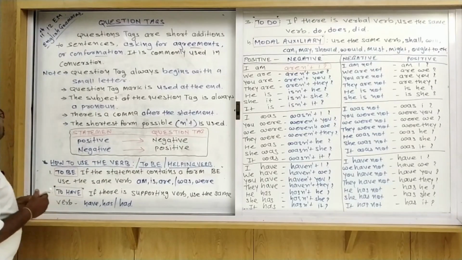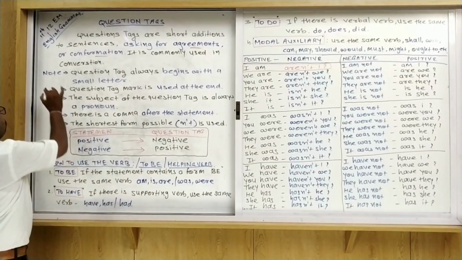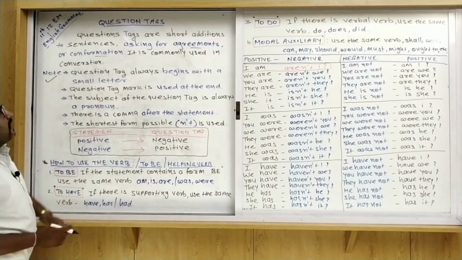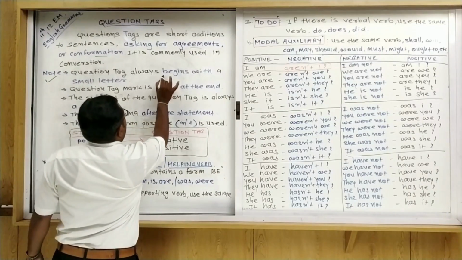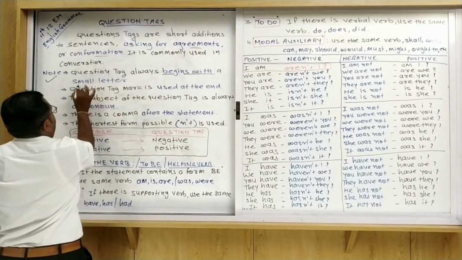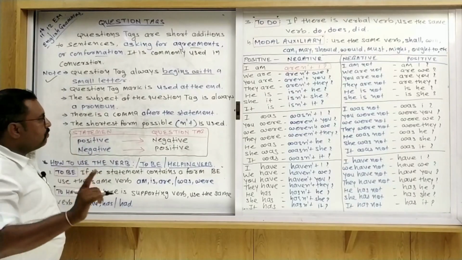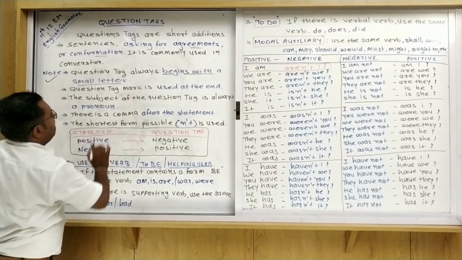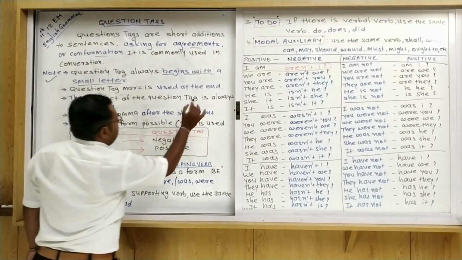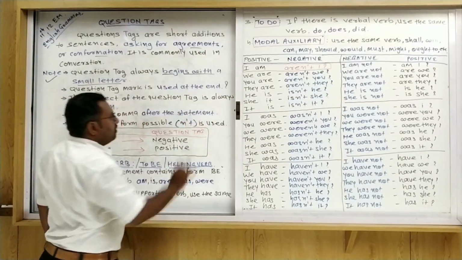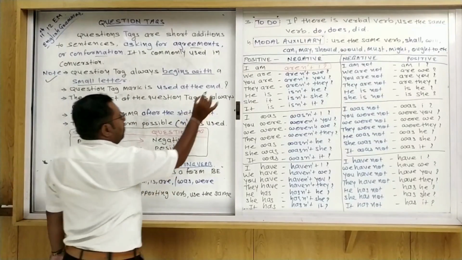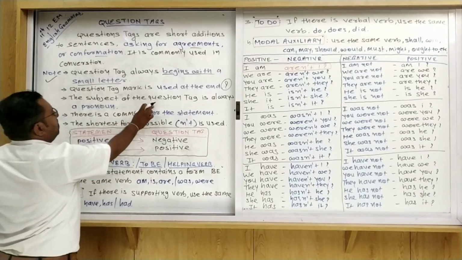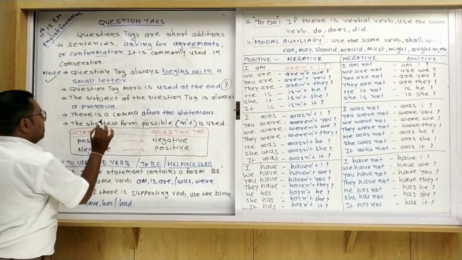So when we start question tags, first of all you have to remember the notes. A question tag always begins with a small letter. First of all, small letter. The question mark is used at the end. Question mark used at the end. This kind of mark.